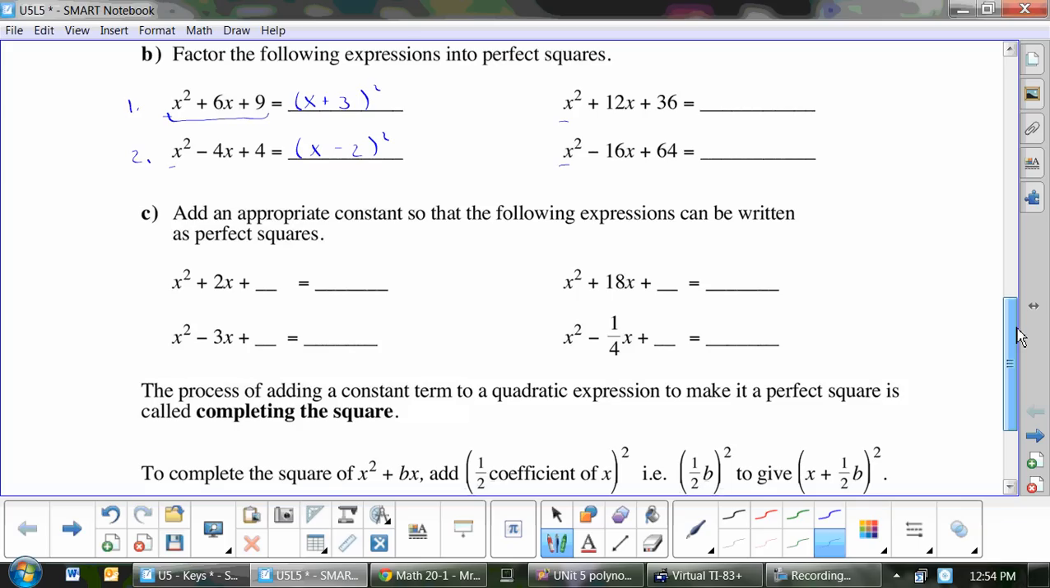Okay, so there's 2 ways you can get it, Michaela. You can take the middle number and divide it by 2, or you can take the square root of the third number. Okay? The one thing you have to remember is that whatever the sign is here, that's going to be the sign right there. Okay?